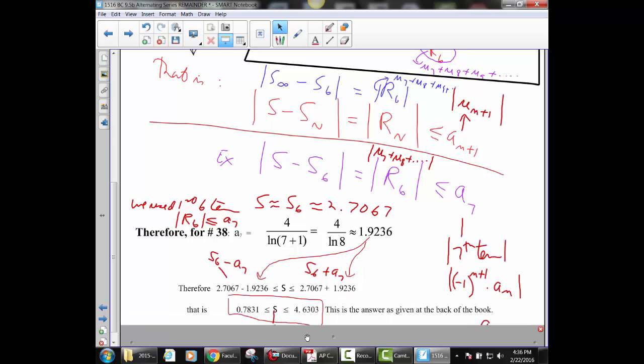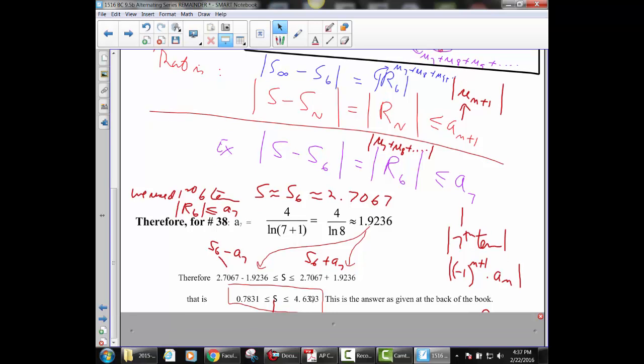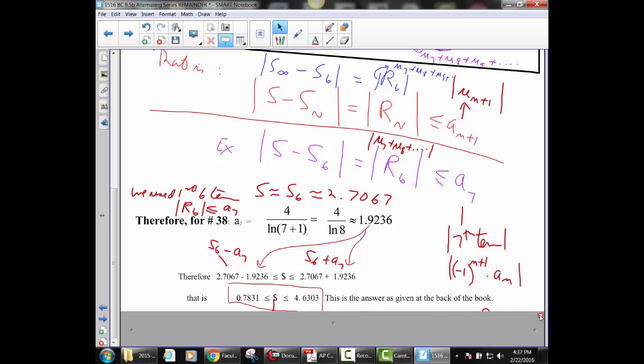So if I actually added these things up, that would mean that the actual sum is somewhere, not that this is a great example, but somewhere between 0.7831 and 4.6303. Okay? And that's the answer given at the back of the book. So it's interesting because that's not the question. I'm going to pause for a second here and pull up the textbook.